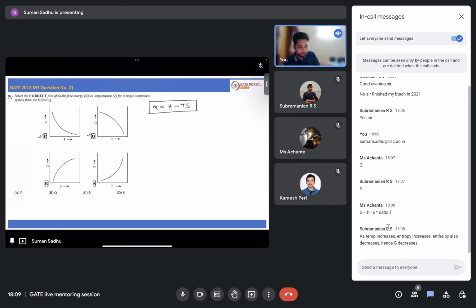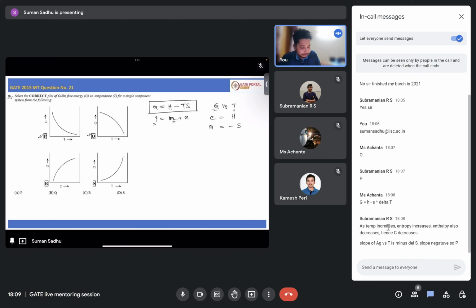Now when I plot the G versus T graph, it is a y equals mx plus c type of equation, where G is y and T is like x. In this case, the intercept will be H, and the slope will be minus S, right? But as H and S both are functions of temperature, that's why the graphs are not straight lines. Okay, so that's why they are curves in nature.